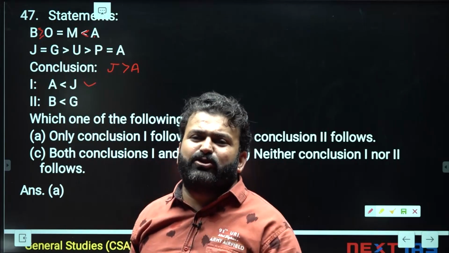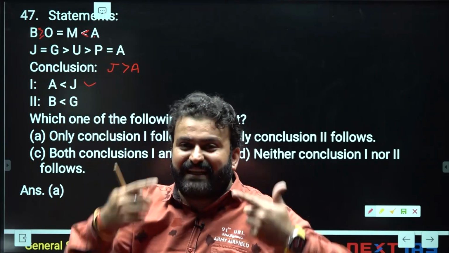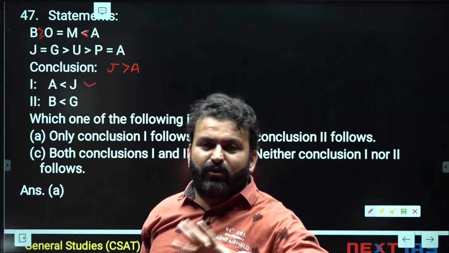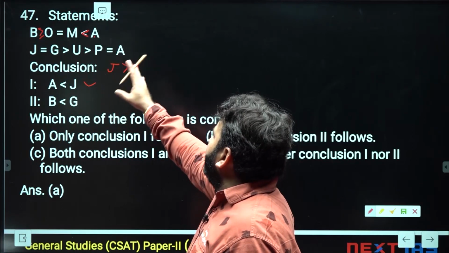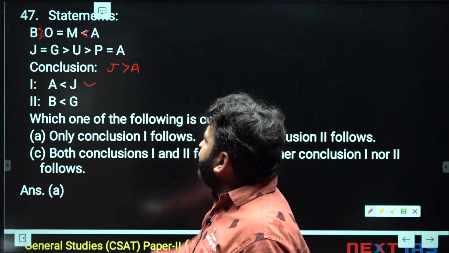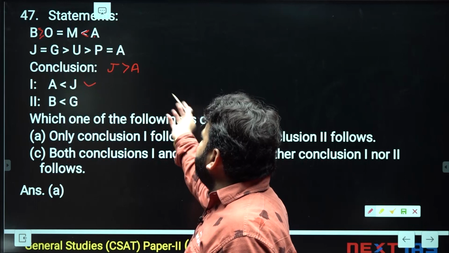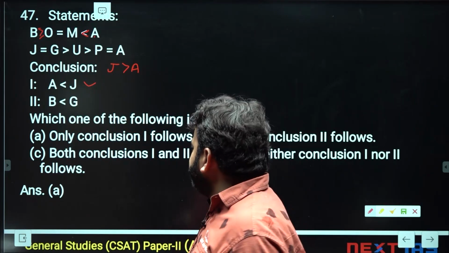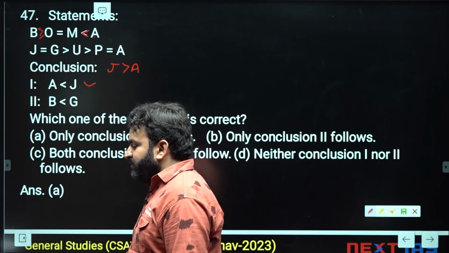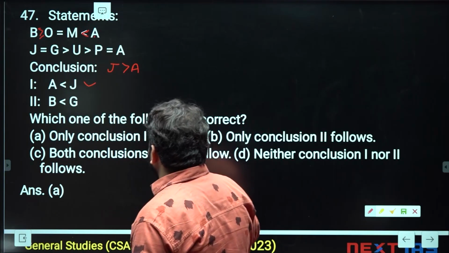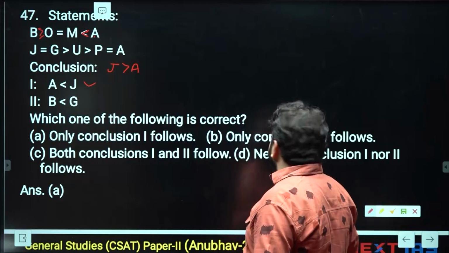The moment you get opposite direction signs, it means no conclusion can be drawn. So if you cannot conclude anything between b and a, then definitely between b and g also you cannot conclude anything. So the second conclusion does not follow, and the answer is that only the first conclusion follows.